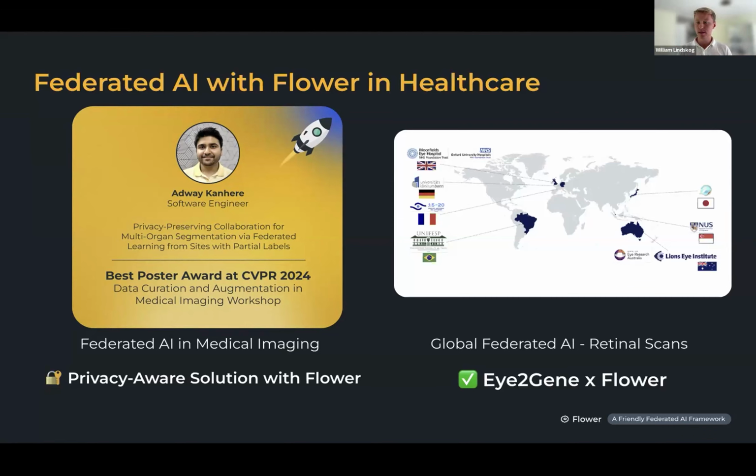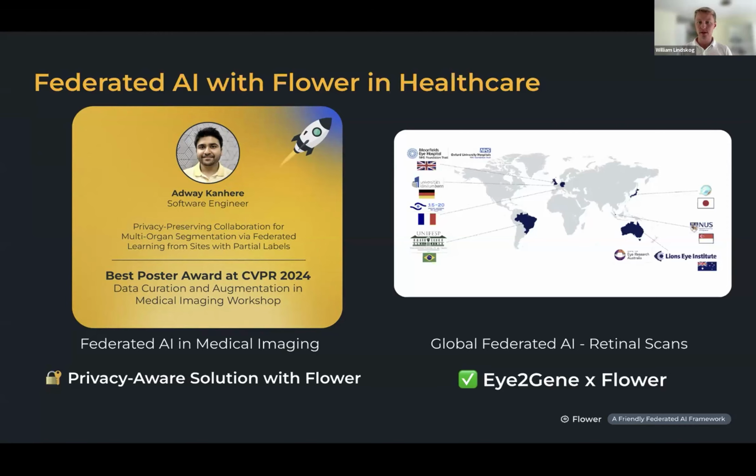The other one is Eye2Gene, which the team is doing retinal scans, checking for eye diseases, and they built a global federation together with Flower for basically scanning retinal scans of your eyes to check if there are any diseases out there.